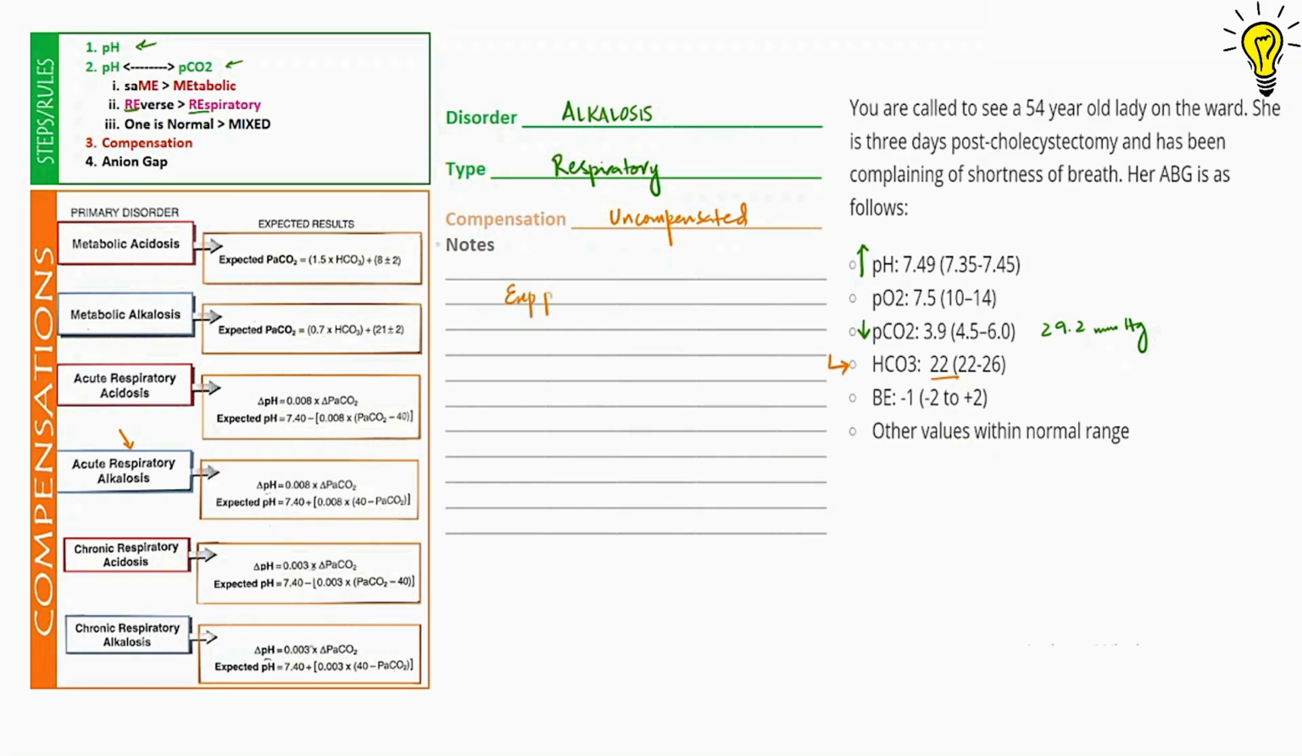So the expected pH for acute respiratory alkalosis as per formula is 7.4 plus 0.008 into the change in carbon dioxide, which is 40 minus, what's the carbon dioxide, 29.2. So 7.4 plus 0.086, approximately 7.486, should be the expected pH of acute respiratory alkalosis for this patient. What's the actual pH on ABG? 7.49. So this is acute respiratory alkalosis with no compensation, or uncompensated.